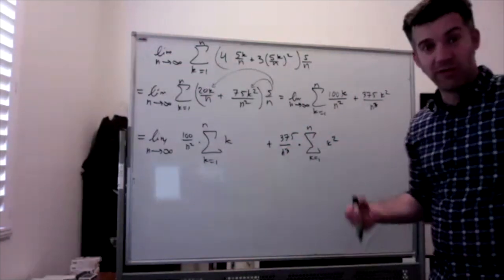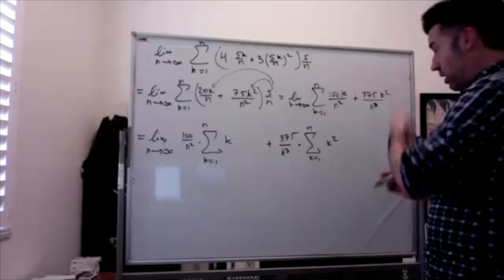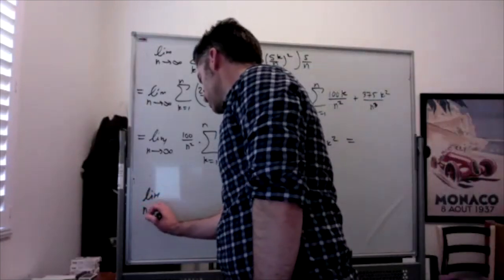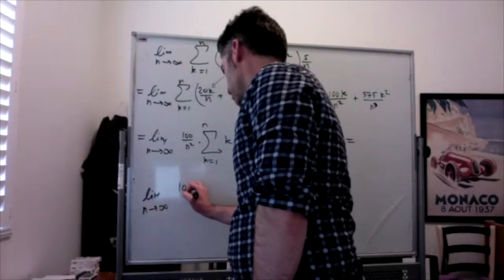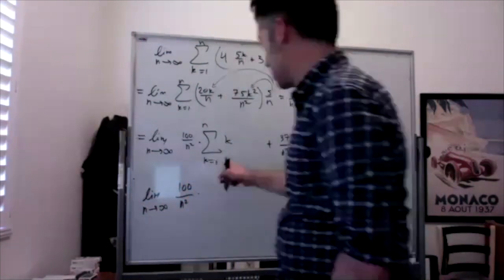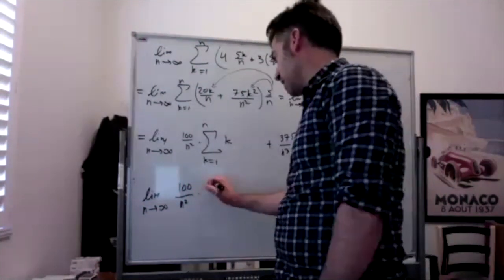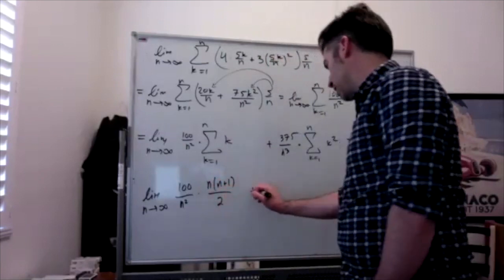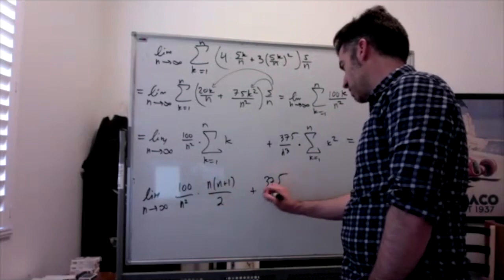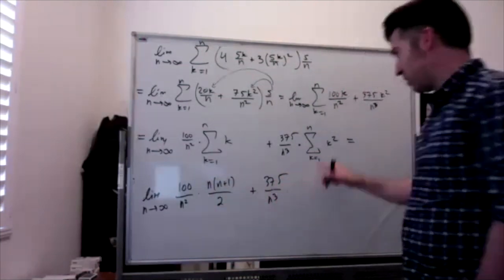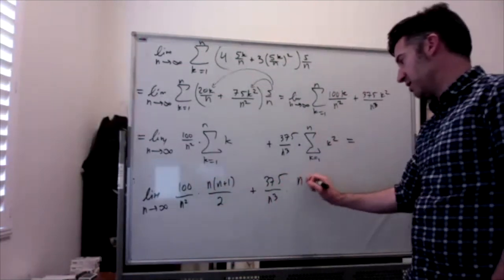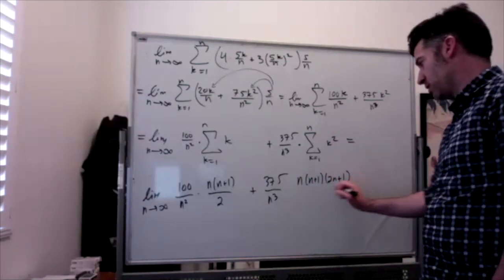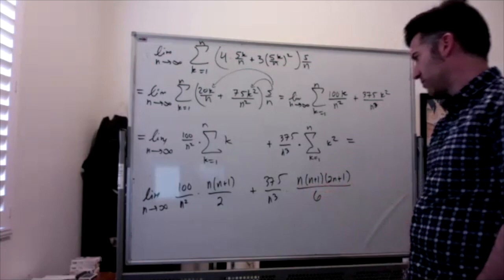And then we use the formulas, right? We know that the sum from k equals 1 to n of k is n times n plus 1 over 2. And we know that the sum from k equals 1 to n of k squared is n times n plus 1 times 2n plus 1 divided by 6.